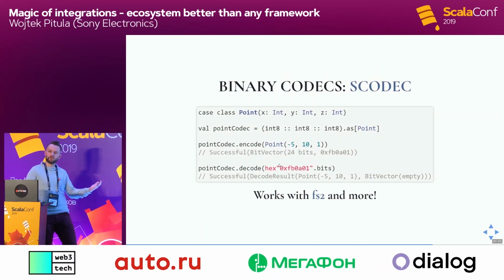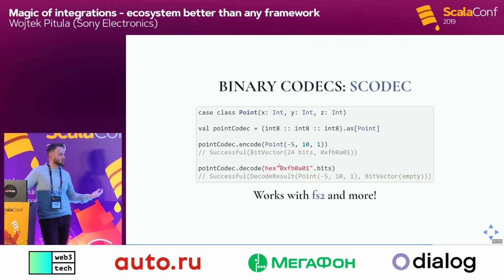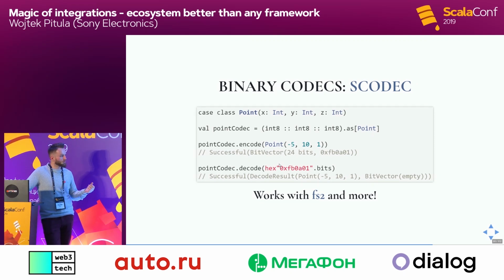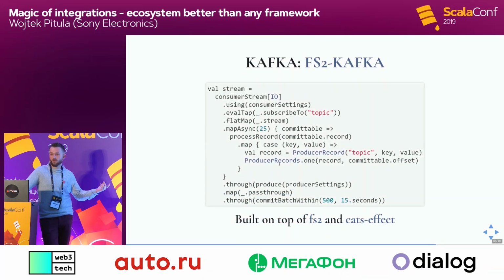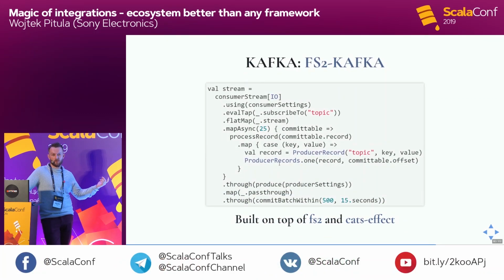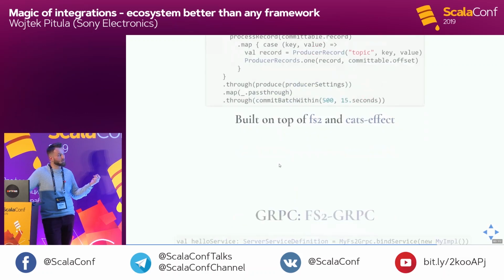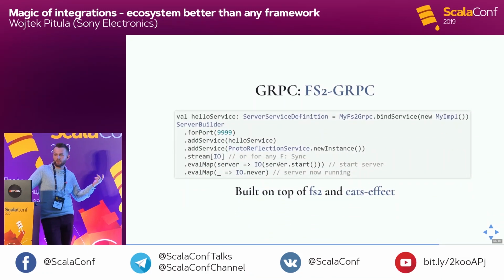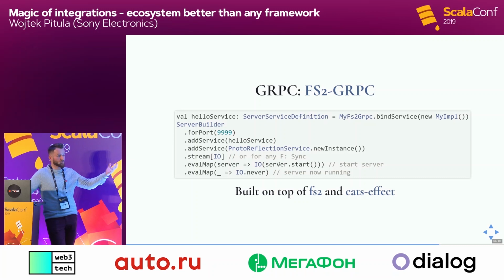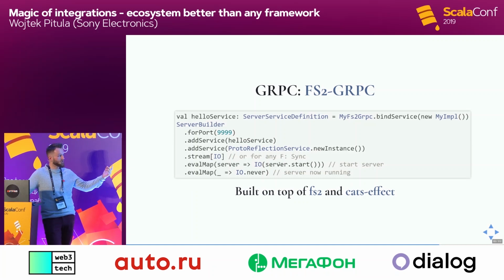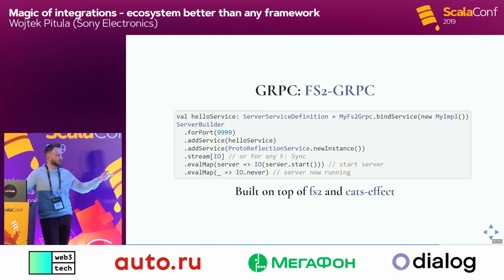Or maybe you want to deal with binary data. You have the scodec library, which also works with FS2. Maybe you deal with Kafka, and Kafka has streams, so it's logical to use FS2 for that. So you have FS2 Kafka. If you don't like REST and you're dealing with gRPC, you have FS2 gRPC. Every call is an effect type, and streams are encoded as FS2 streams.